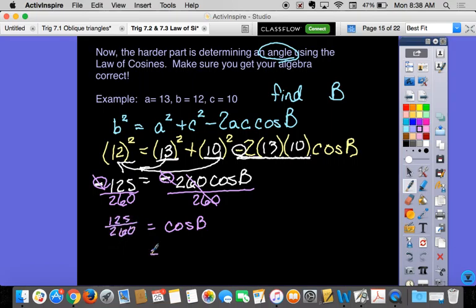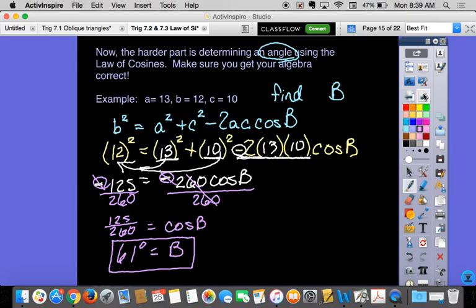We can do inverse cosine, and now we can just type in that fraction, and we don't have to keep up with decimals. 125 divided by 260. And that's going to give me angle B right there. 61 degrees. We've got it. That's all there is to finding an angle.